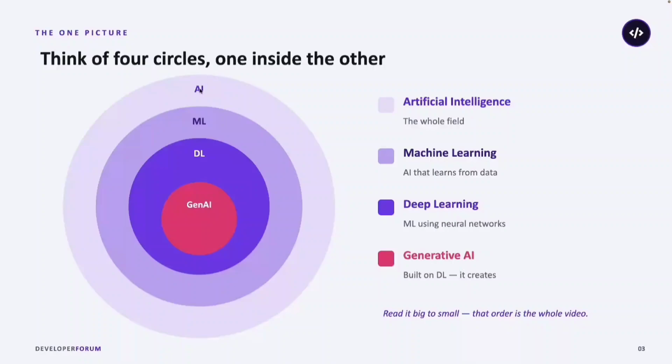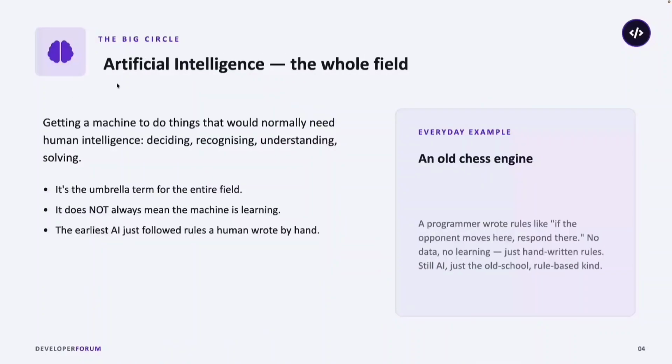Basically, everything else we do now is just filling in what each circle actually means with examples you already know from your daily life. Keep that picture in your head from big to small and follow along. Let's start with the biggest circle, artificial intelligence. AI is the broad idea of getting a machine to do things that would normally need human intelligence, which we already discussed in the previous video. That's it: making decisions, recognizing things, solving problems, understanding language. Any task where we would normally say a human had to think to do that.